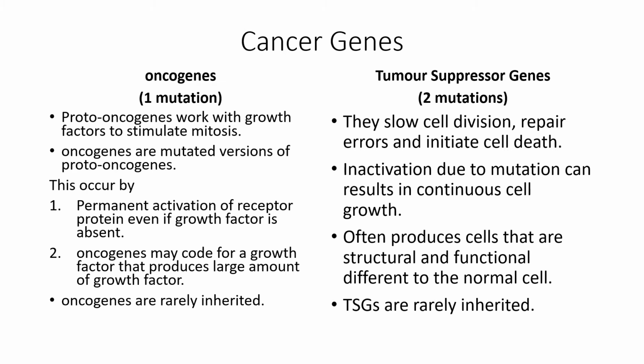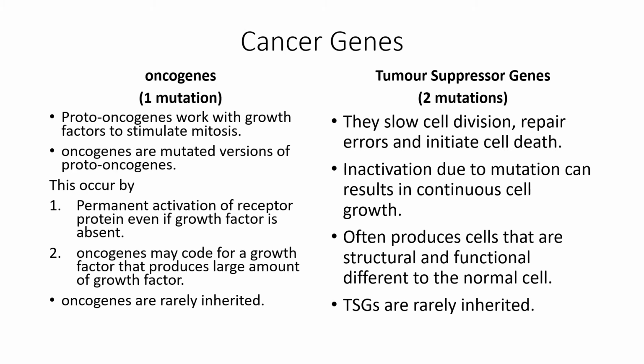However, what can happen is we can have a mutation, and the mutation occurs in one of those proto-oncogenes. And as a consequence, the mutated proto-oncogene becomes what is called an oncogene. And an oncogene works in one of 2 ways.